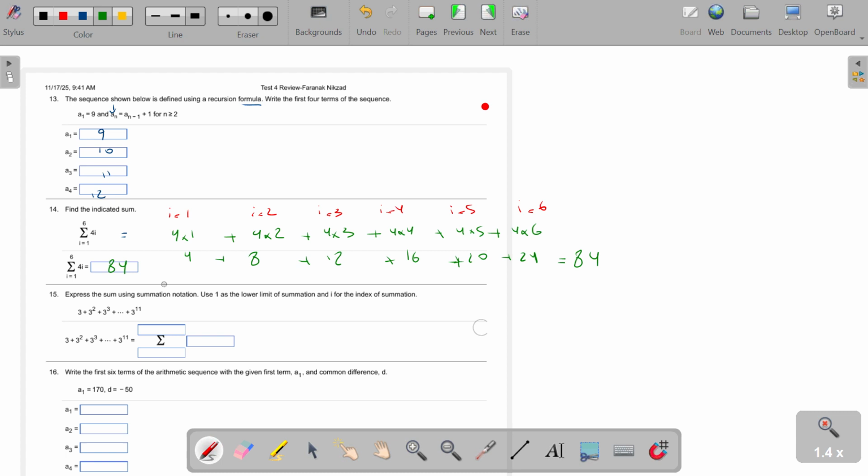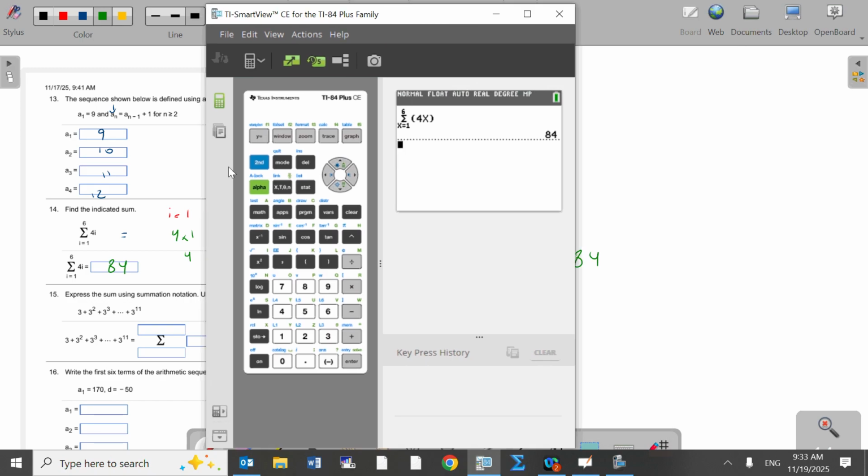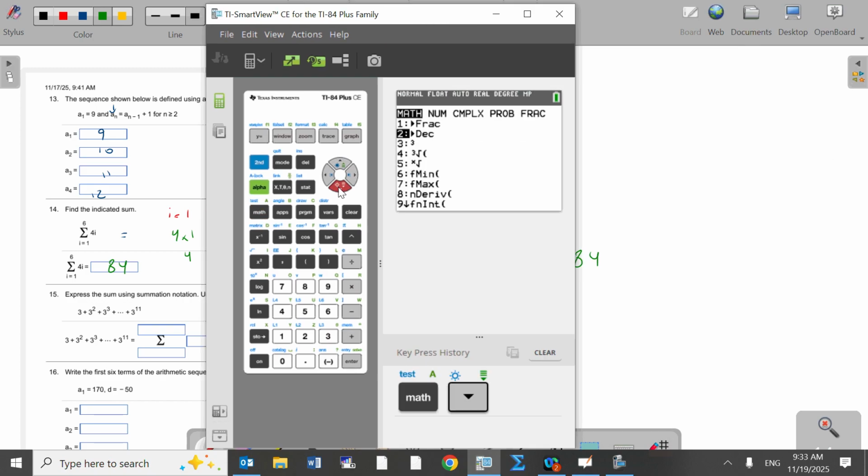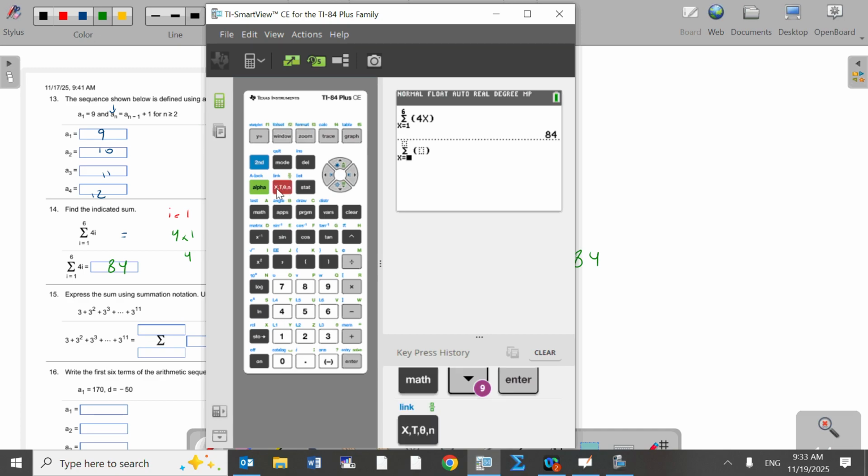You can also use your calculator to make sure you did everything right. So this is what I'm going to do with my calculator. I go math and go all the way down to summation. Enter. Now your counter, which is i, could be anything. It's just the name of a variable. So I'm going to choose x here. Starts from 1 and goes to 6. And here I'm going to write the general term, which is 4 times x, and it's equal to 84.